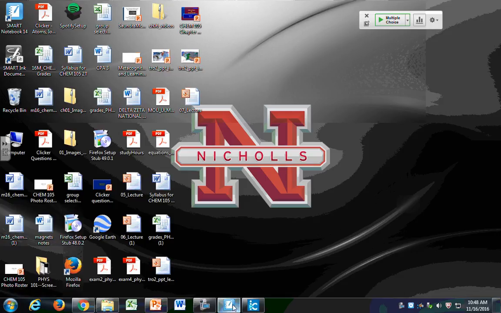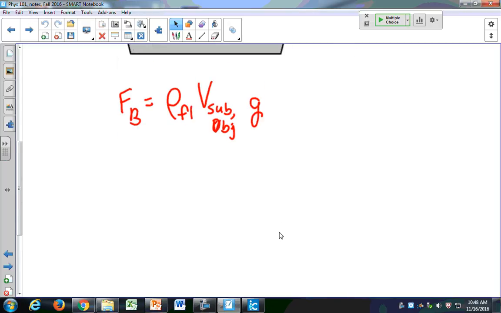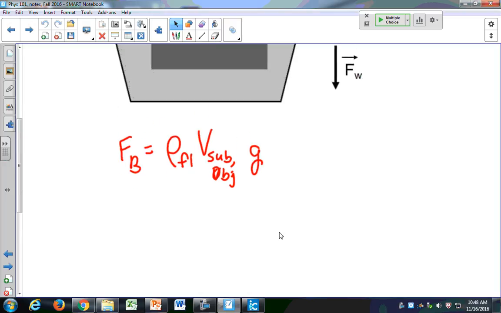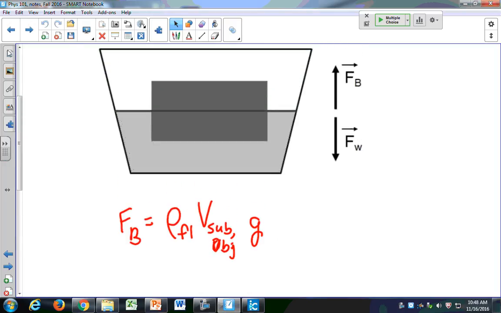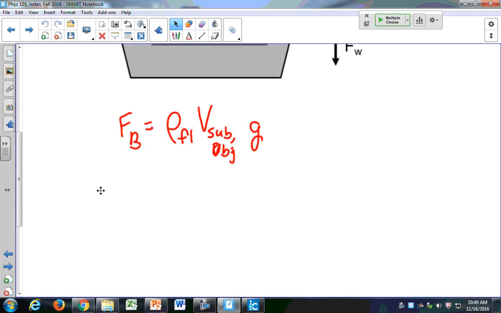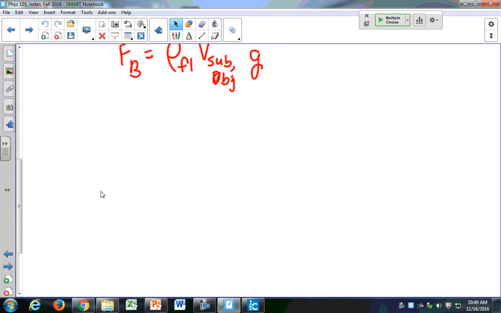Do some more and different kinds of buoyancy problems. We were here, I think this is page 193. I want to give you a different kind of problem. Let's say that we have, we'll work one. You'll see one like this in the old test in just a bit.